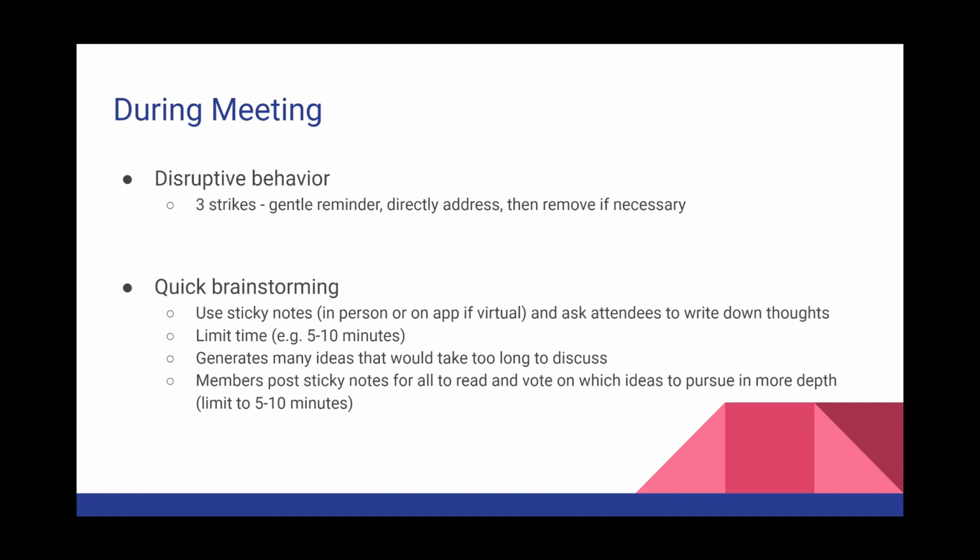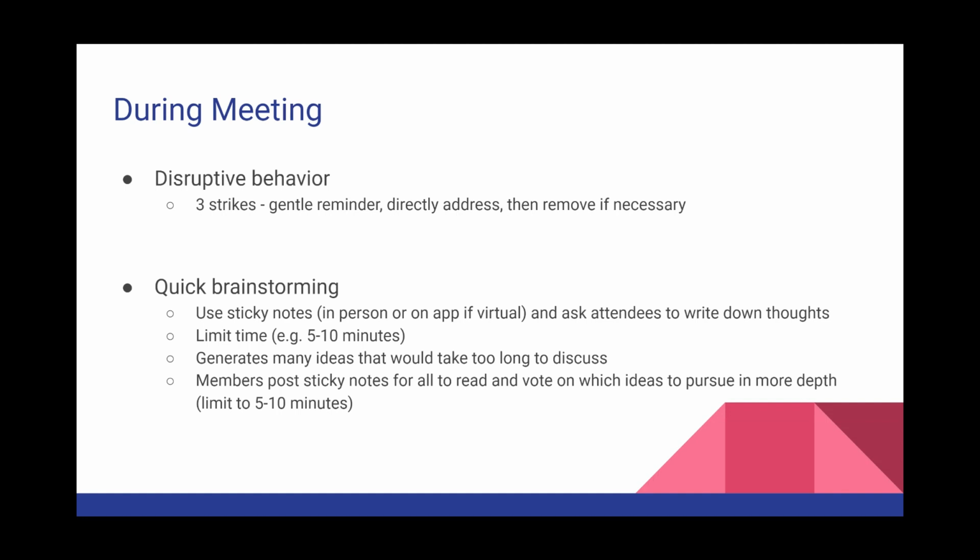There are more strategies in our Notion page, but one of the popular ways to do quick brainstorming techniques is to use sticky notes. And you can either do this in person with actual sticky notes or use an app like Google Jamboard or Miro that has this option for people to use virtually. And what you would do is you would ask the participants to write down their thoughts and set a time limit of 5 to 10 minutes.